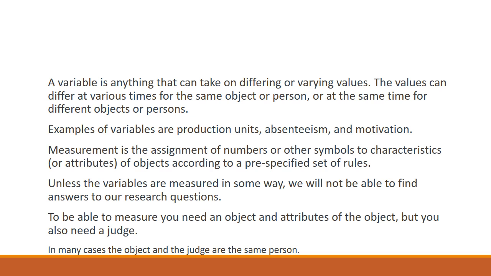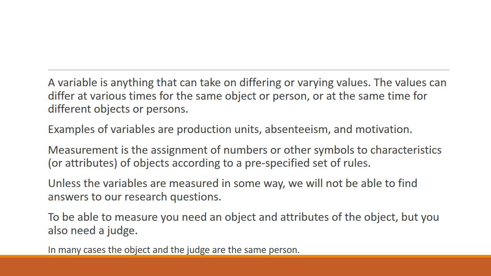Object is basically the organization about which you are taking the data, and the judge would be the employee. The employee would be the judge, and the attributes would be absenteeism, motivation, and so on. The object depends upon the research, but the object could be the organization and the employee as well. Okay, we will see that ahead.